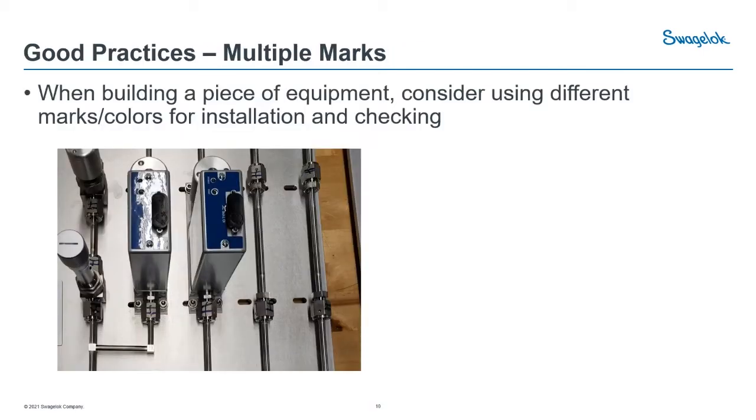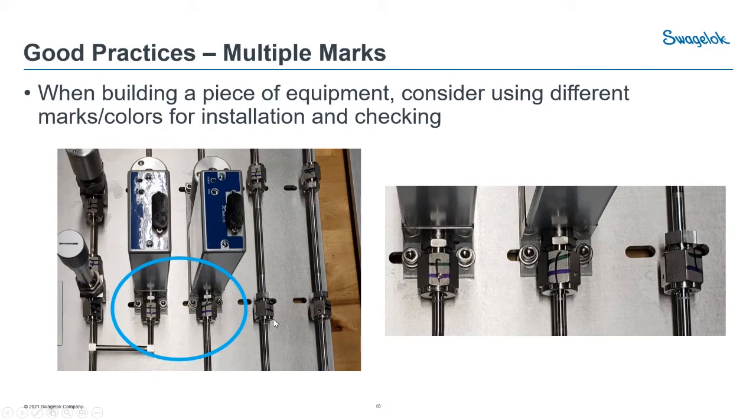I also want to include in here a little information on good practices. So when we're initially building something, again, this gets back to leak prevention. This is an example of a system that we did for a customer. And one of the things we did was we used multiple color marks. So it's maybe a little hard to see down here, but each of these nuts has actually 3 marks on it. There's a green, a blue, and a black mark. So I zoomed in on these so we can see it a little easier.